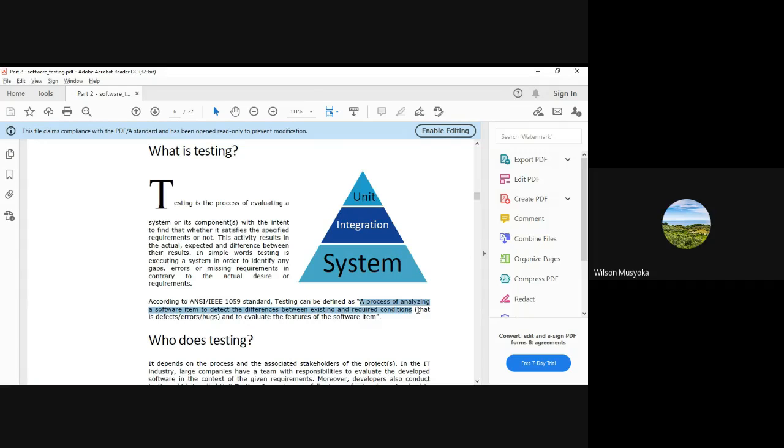So here, when we are talking about the required conditions, we are checking it against if it has any defects, errors, or bugs. And its purpose is to evaluate the features of that software item. So it is a process of analyzing a software item to detect the differences between existing and required conditions to evaluate the features of that software system.